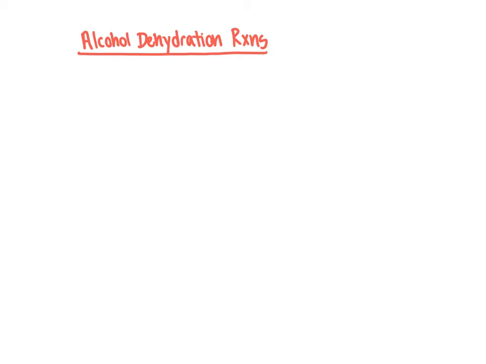The topic of this conversation is going to be on alcohol dehydration reactions as we continue and wrap up chapter 7. So first, let's take a look at this term alcohol dehydration reaction. Of course, alcohol is referring to an alcohol functional group, and that alcohol functional group particularly is in the reactant. When we say dehydration, what we're referring to is that during the course of the reaction, water, H2O, is lost.